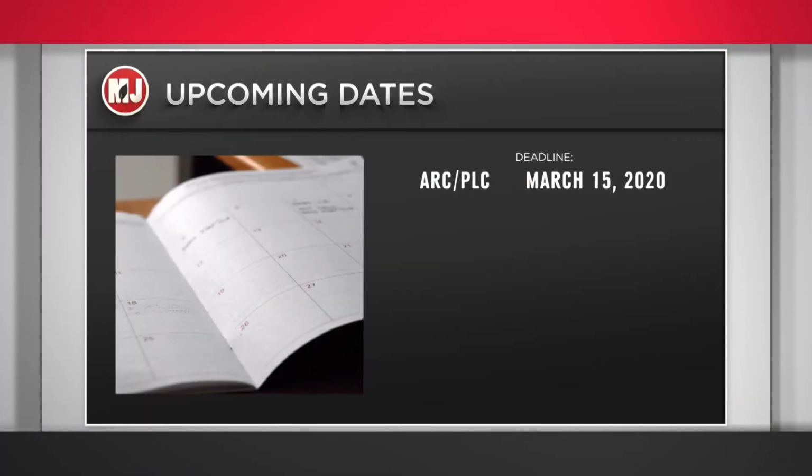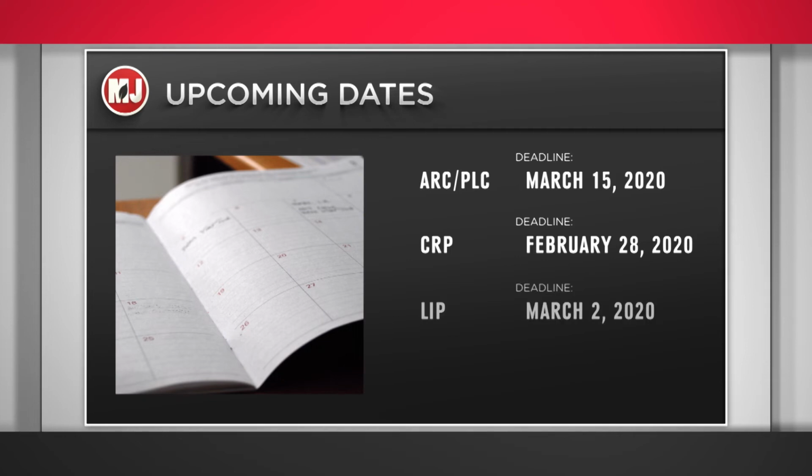Okay, so one more time, the deadline for ARC and PLC is March 15th. Applications for CRP are due by February 28th, and the final application and documentation deadlines for livestock indemnity are on March 2nd. For more information, you can visit fsa.usda.gov/state-offices/Nebraska. The link to everything is on the Market Journal website, too.